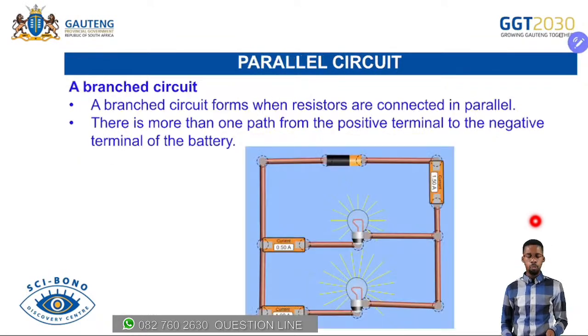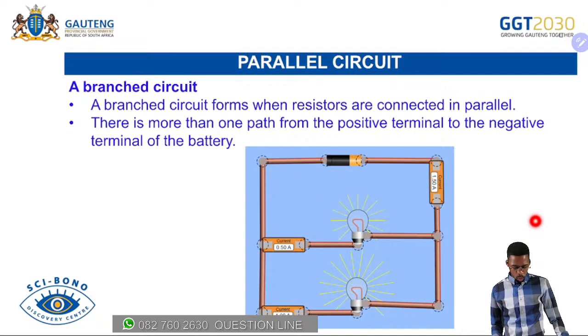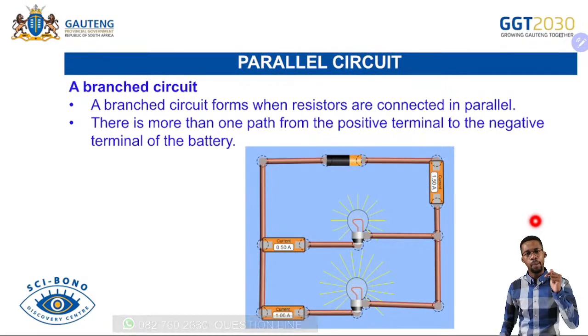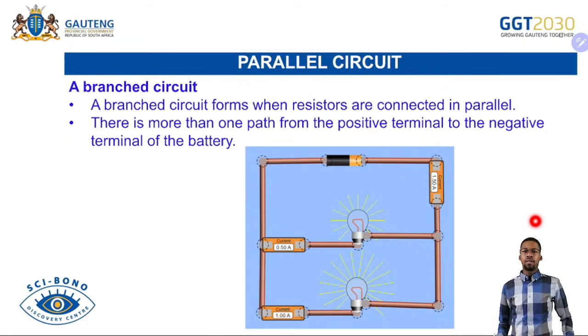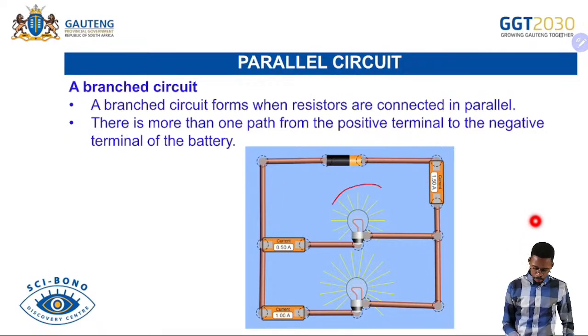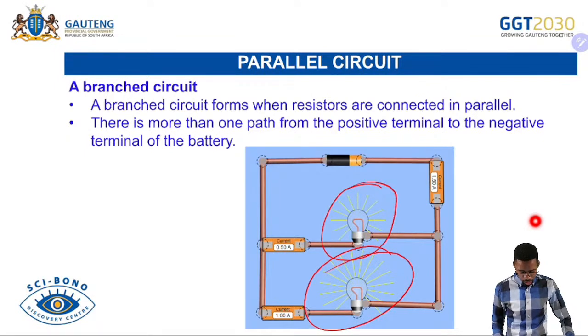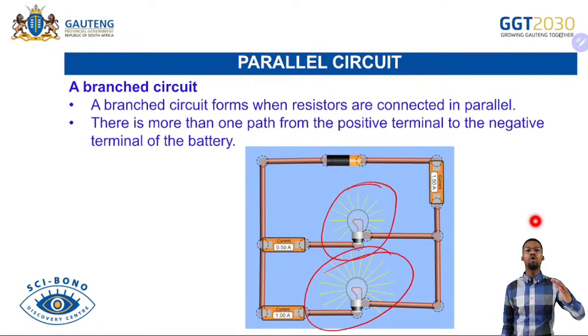Then let's talk about parallel circuit. How do we see a parallel circuit? The evidence of a parallel circuit is that resistors are connected in parallel. A light bulb also is a resistor, and you can see how they are connected here. They are connected in parallel, and you find that there are more pathways for current in parallel circuits.